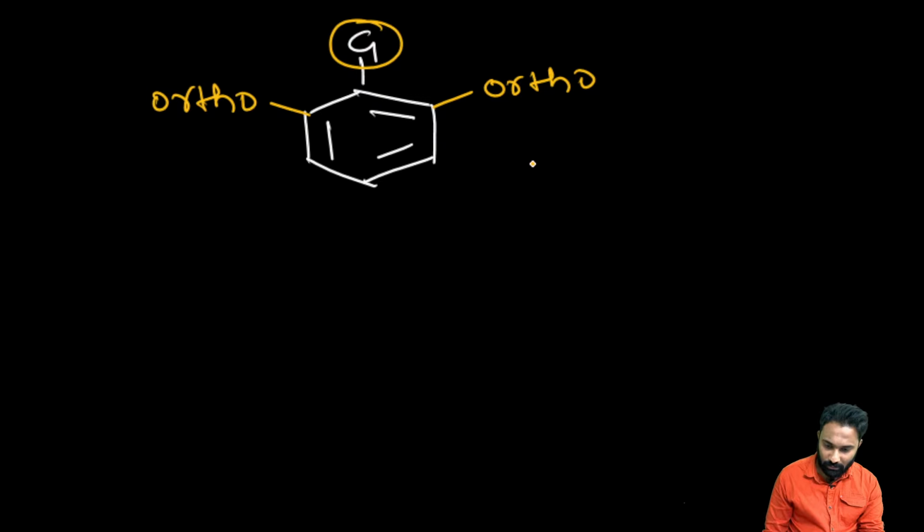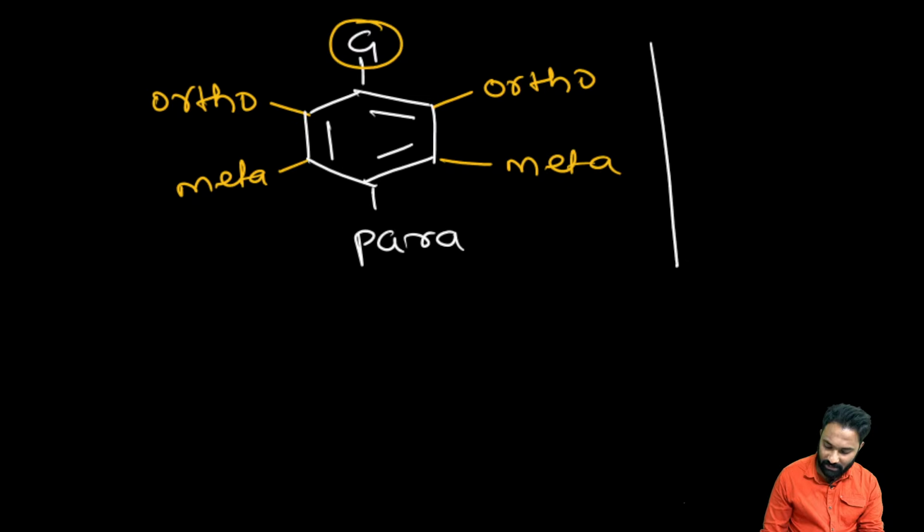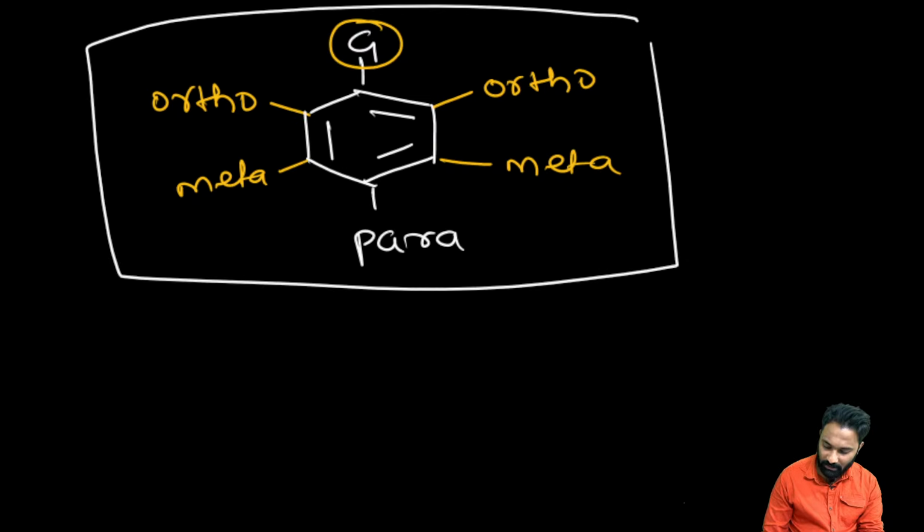Done. Now, increase the electron density at ortho and para. Good. Now, these positions are meta. These positions are meta. And this position is a para. Done. Now, this is how, if any group is attached to benzene, whether the electron density will be increased or whether the electron density will be decreased. This is about this one.